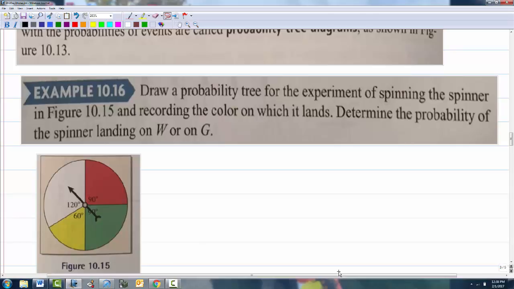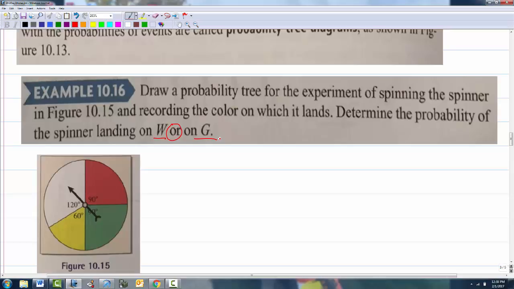But let's analyze the question. And I did this on purpose because I wanted to disseminate between these two words. Determine the probability of spinning a lander on W or G. How many times am I spinning? Once. They just want to know in the one spin, what's the probability of getting W or G?